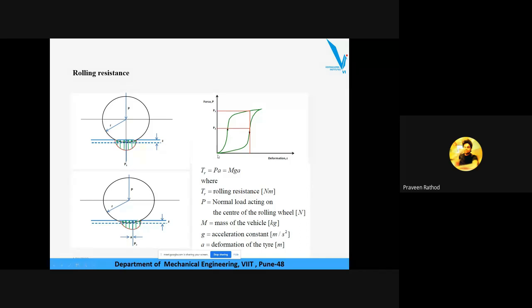Hence we can say that hysteresis causes an asymmetric distribution of the ground traction forces. This is for the tire at a standstill, when the tire is not in a rolling condition. This is how the hysteresis curve can be generated.